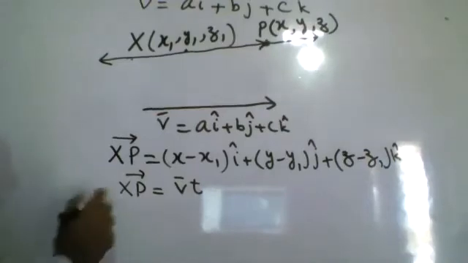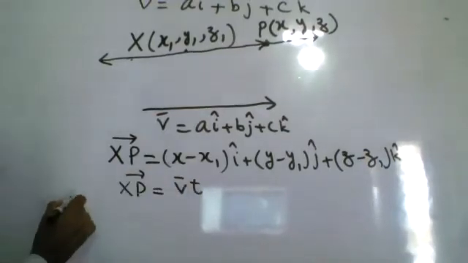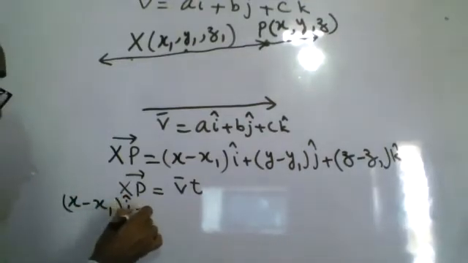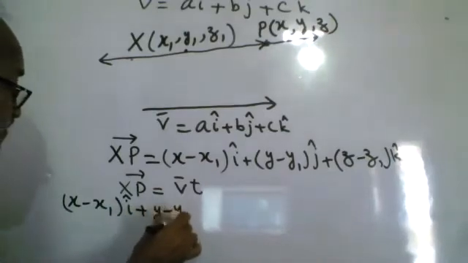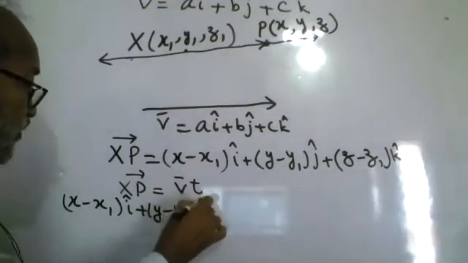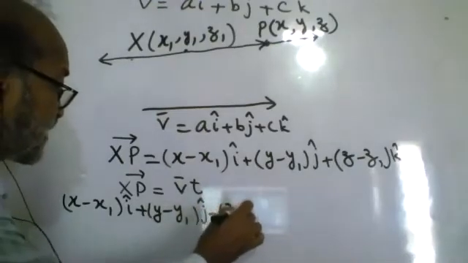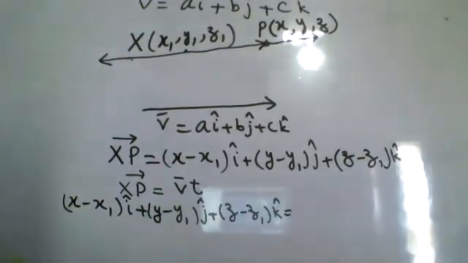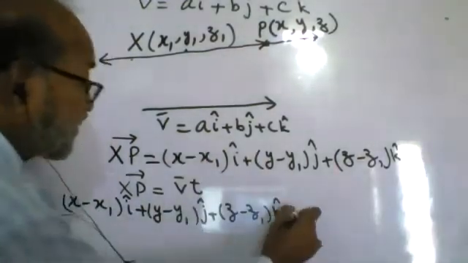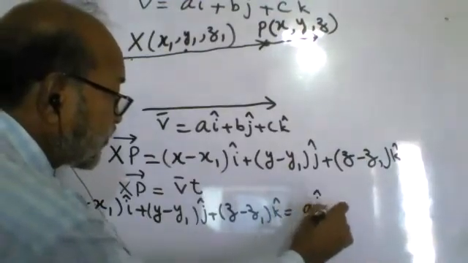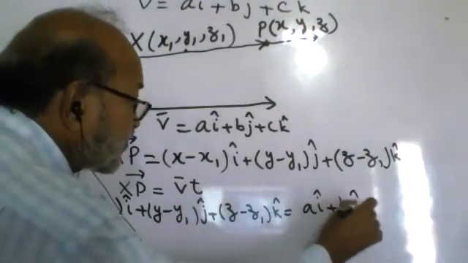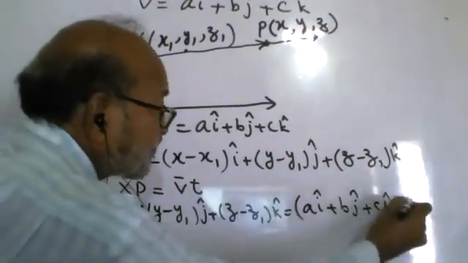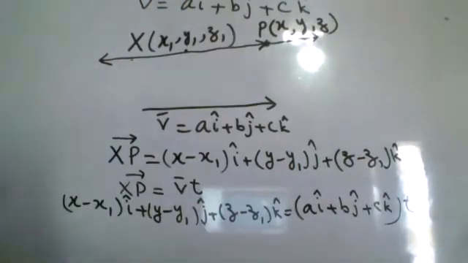Now put the values: XP is x minus x1 i plus y minus y1 j plus z minus z1 k is equal to v into t. v is ai plus bj plus ck, into t.